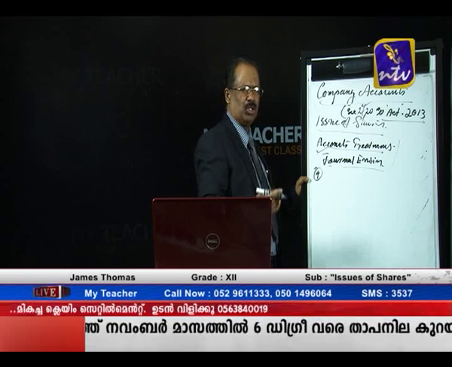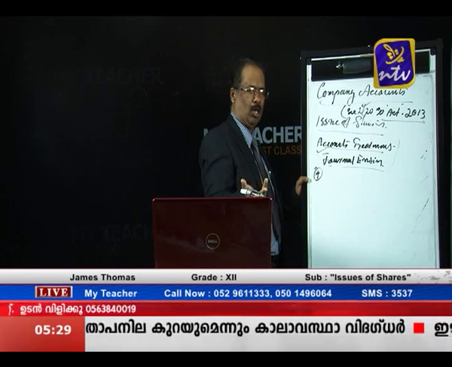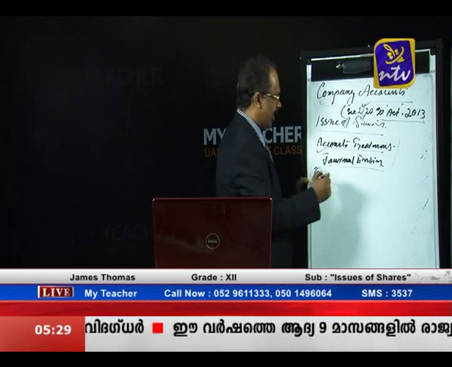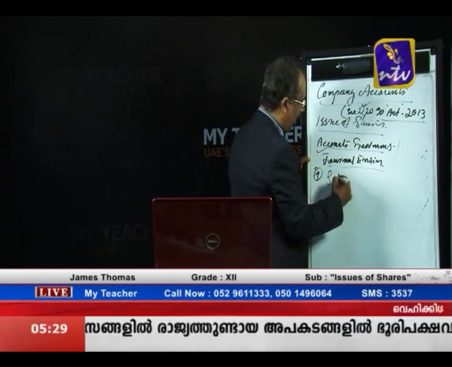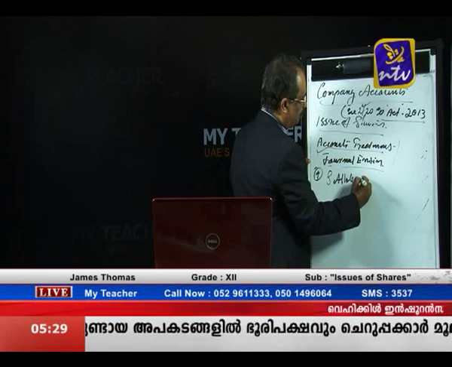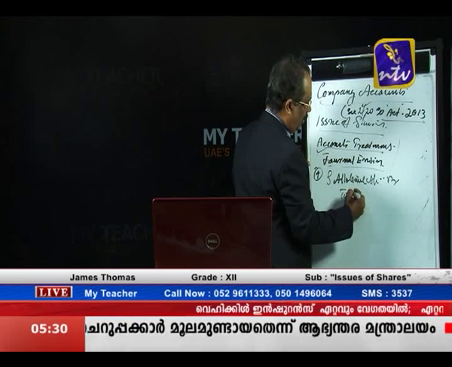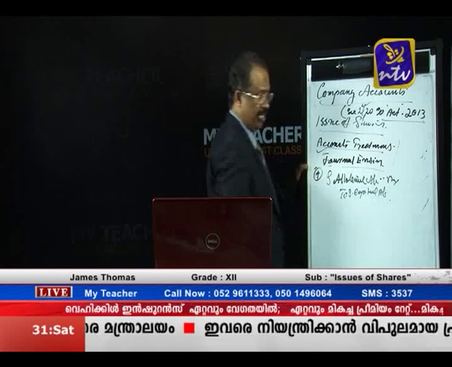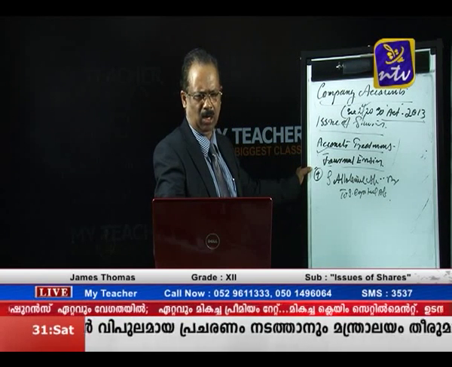So allotment is due along with the premium, or allotment is due along with the discount also, but here discount is not there. So now I am taking par value: share allotment account debtor to share capital account, allotment money due.